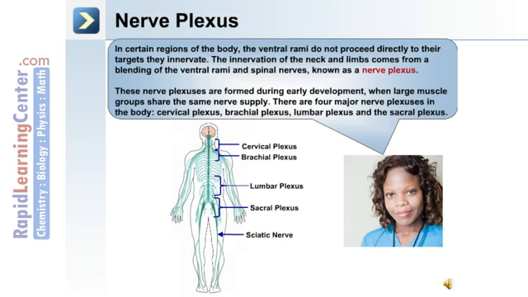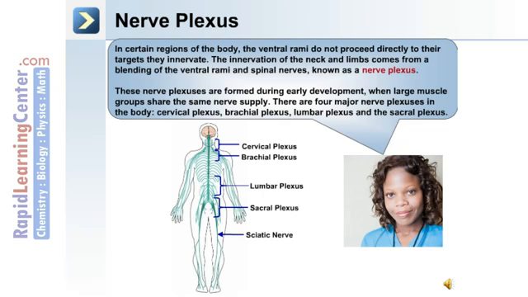In certain regions of the body, the ventral rami do not proceed directly to the targets they innervate. Instead, they enter a nerve plexus. The innervation of the head, neck, and limbs comes from a blending of the ventral rami and spinal nerves. This is known as a nerve plexus. These nerve plexuses are formed during early development, when large muscle groups share a common nerve supply.